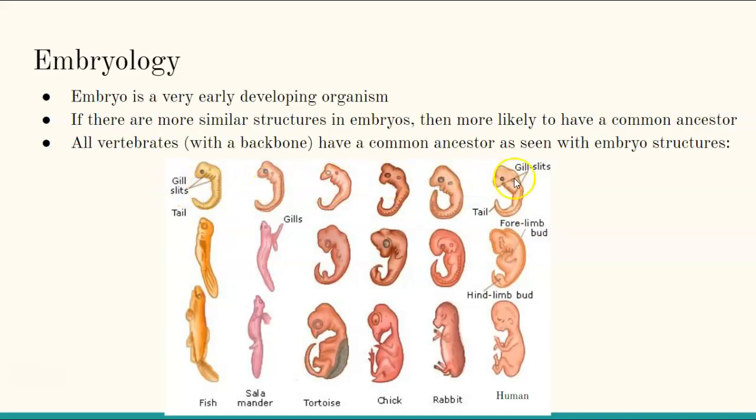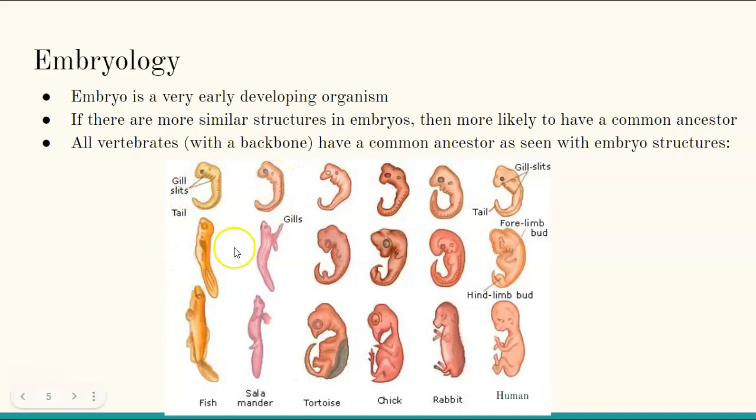So this first row right across the top, they all look pretty similar. I would not be able to tell what these organisms are going to develop into just by looking at this first row, because they all look super, super similar, right? There's a tail for all of them. There are gill slits. When you're developing, you have gill slits, but they turn into your pharynx. Okay, you see that on all of them. They all have these gill slits.